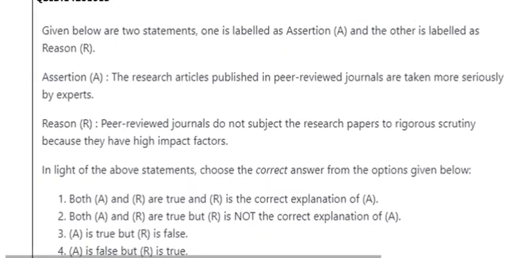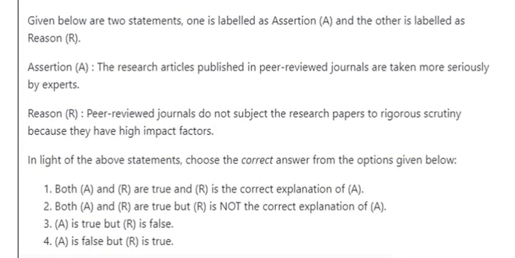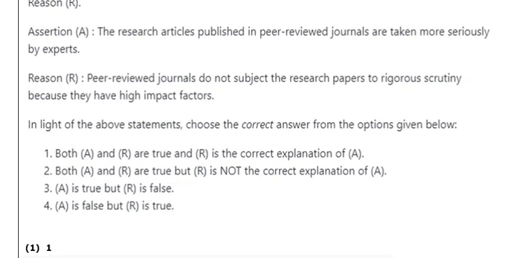Next, given below are two statements. One is labeled as assertion and other is labeled as reason. Assertion A is the research articles published in peer-reviewed journals are taken more seriously by experts. The reason is saying peer-reviewed journals do not subject the research papers to rigorous scrutiny because they have high impact factors. In light of the above statement, choose the correct answer from the options given below.